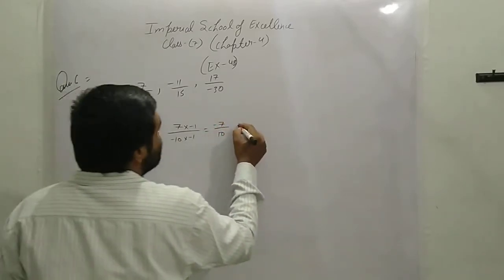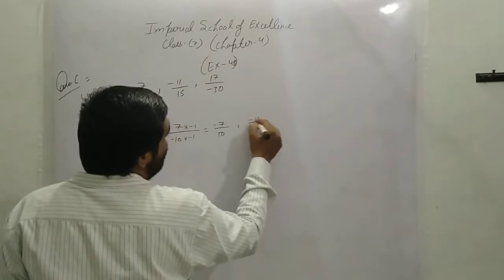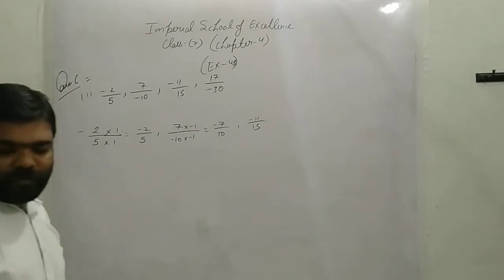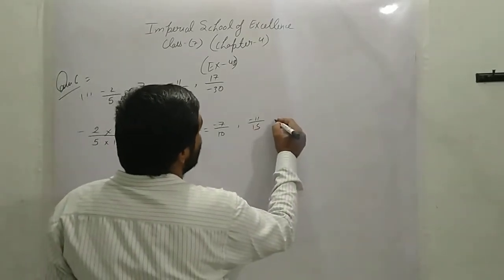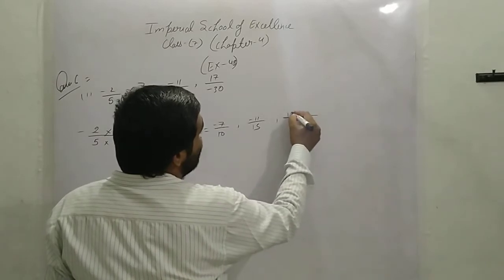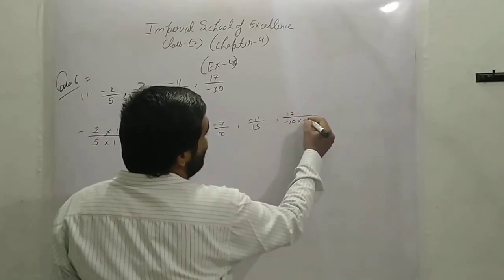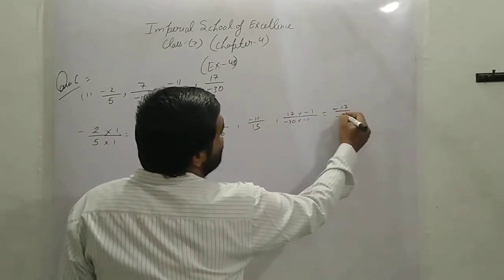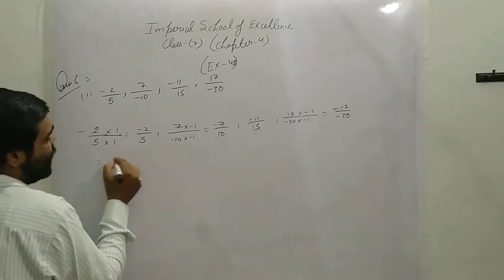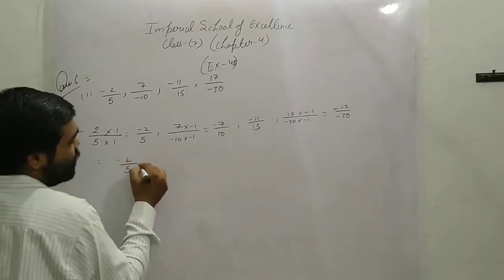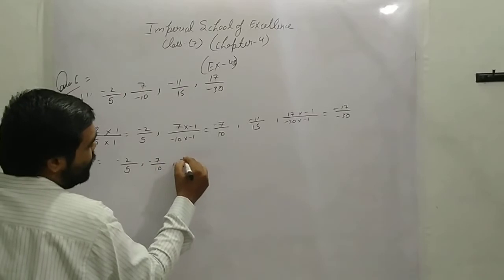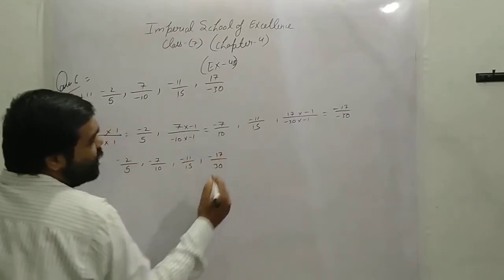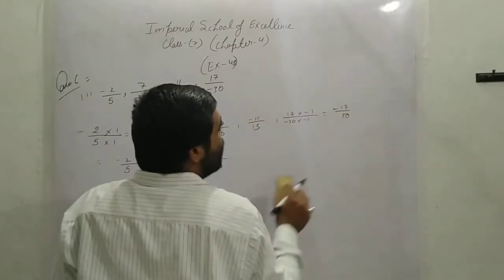Minus and minus make plus. Third one would be minus 11 upon 15. And the last one, 17 upon minus 30, multiplied by minus 1 upon minus 1, is minus 17 upon 30. So the numbers are minus 2 upon 5, minus 7 upon 10, minus 11 upon 15 and minus 17 upon 30. The denominators are positive, not negative.